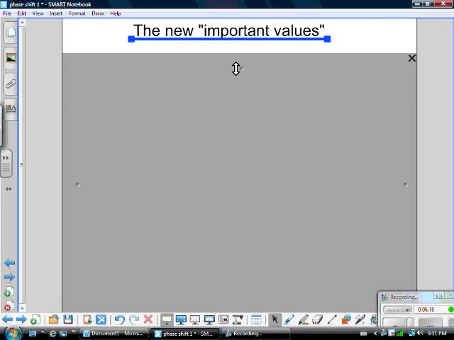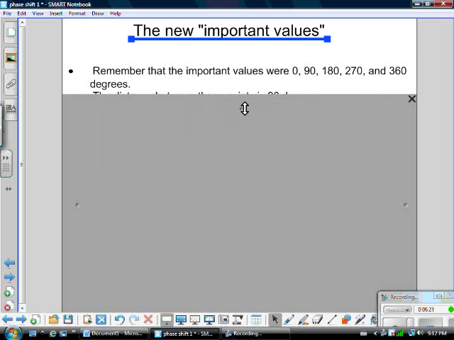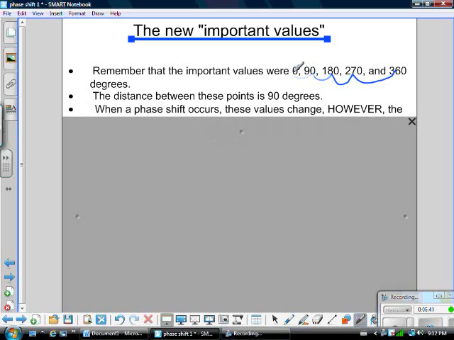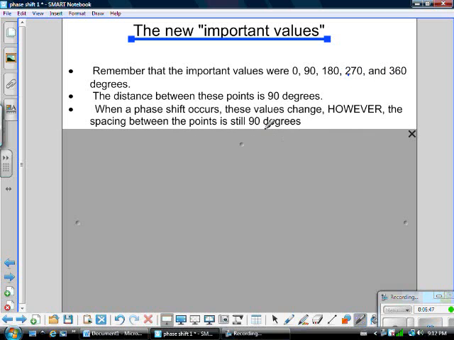So we have new important values, and remember that the important values were 0, 90, 180, 270, and 360. Now the distance between all those points is 90 degrees. Okay, 90, 90, 90, 90. Now, when I do a phase shift, although those values will change, the spacing between those points is still going to be 90. I'm just picking up all of those points and moving them over. But the distance between my new important values is going to remain at 90 degrees.